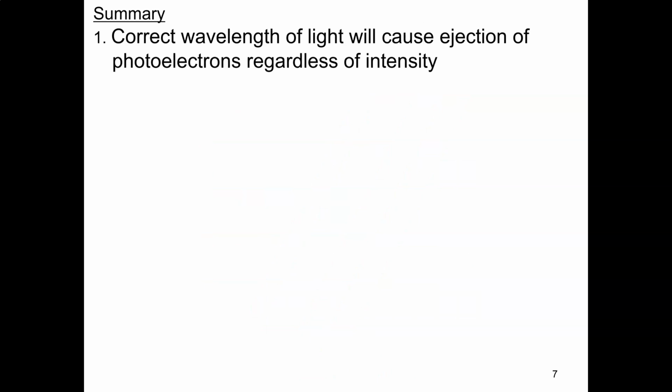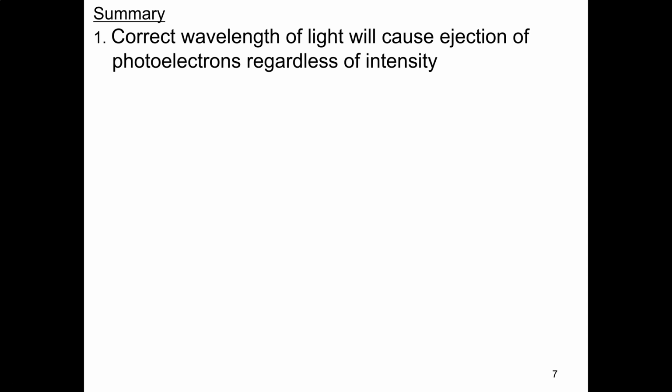So in summary, the correct wavelength of light will cause ejection of photoelectrons regardless of intensity. So whether you shoot 1 photon per second or 1,000 per second, as long as you have the right wavelength, you cause excitation of electrons. So intensity is the amount of electrons hitting at one moment.